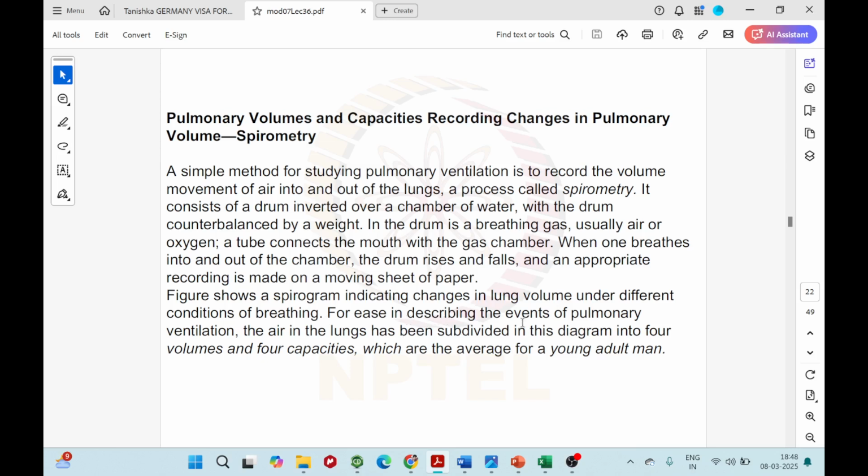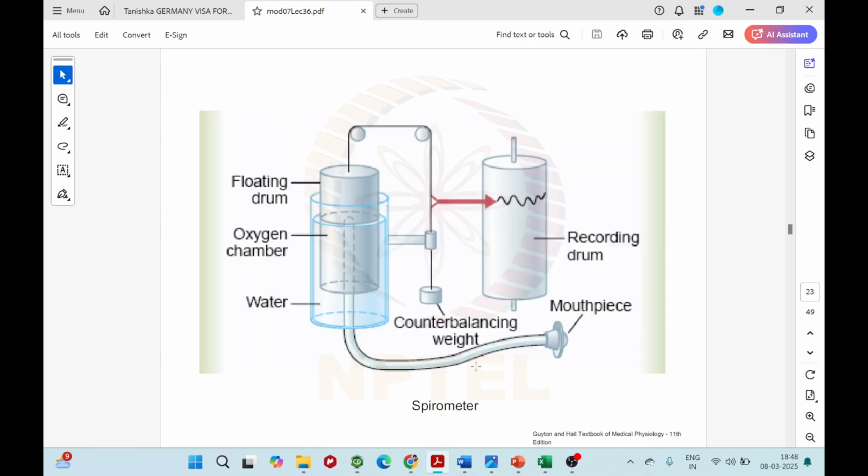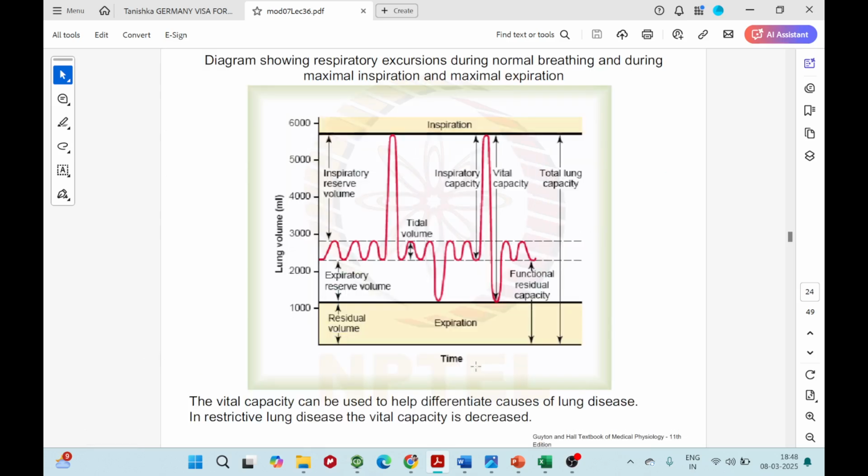For ease in describing the events of pulmonary ventilation, the air in the lungs has been divided in this diagram into 4 volumes and 4 capacities. With each inspiration, the lung volume increases by 500 ml. But in the normal condition also, which is this line, you can see you already have 2300 ml of lung volume present.